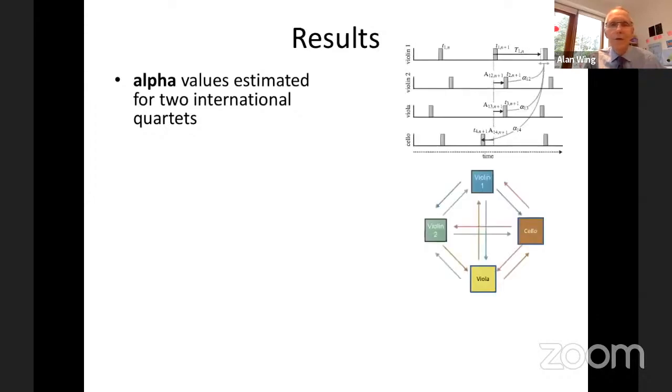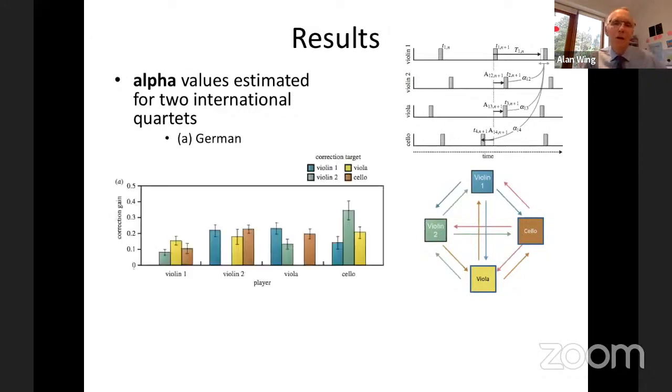So here we have the alpha values estimated for 2 international quartets, where we're interested in how the first violin, second violin, viola, and cello depend on each other from these alpha gain values that we've estimated. I should say one quartet is German, and the other quartet is from the UK. And in this case, what we see for the German quartet, and what we're looking at here, for example, is the first violin's dependence on green, violin 2, the first violin's dependence on yellow, viola, and the first violin's dependence on the cello. And we notice that the first violin's dependence on the other instruments tends to be less than their dependence on the first violin, higher, higher, and higher.